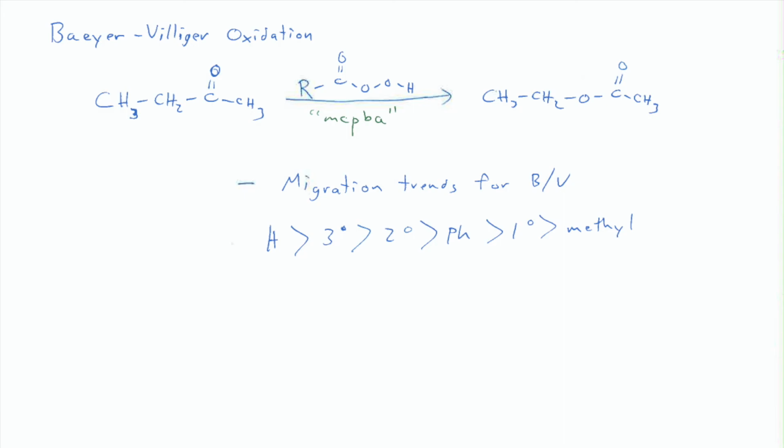That's where you insert the oxygen. And it follows basically that trend. Tertiary is faster than secondary is faster than primary, and primary is faster than methyl. Mixed into that is a benzene ring, which happens to occur between a primary and a secondary.